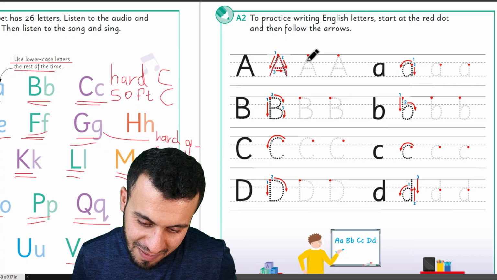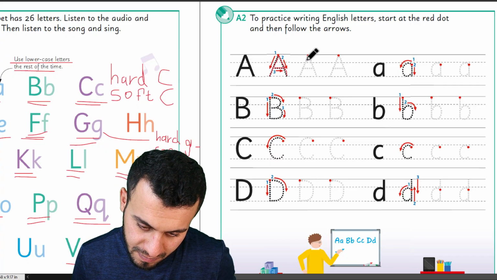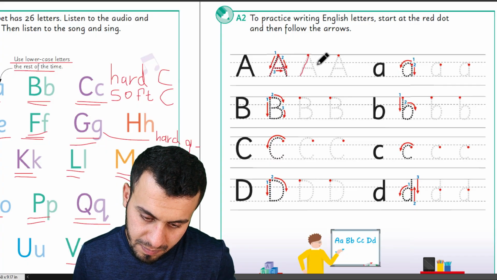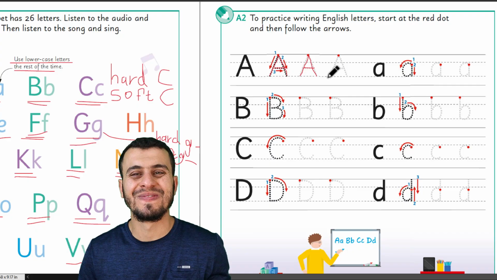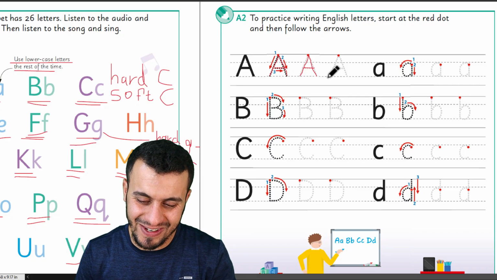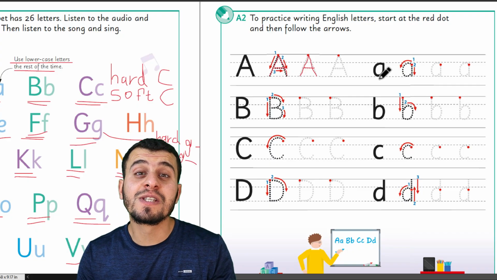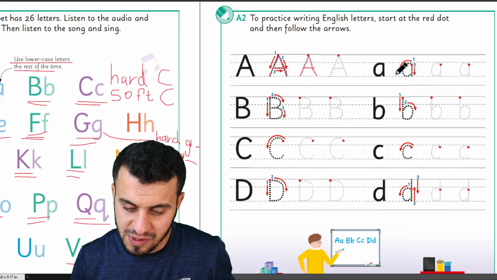So let me do this one too for you. There you go. This is it. Very easy. Let's go to small a.